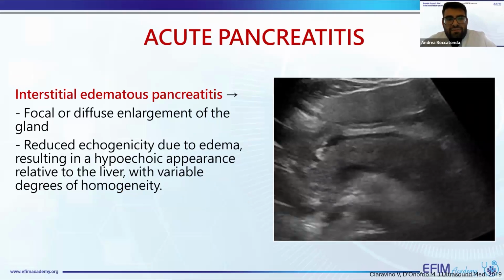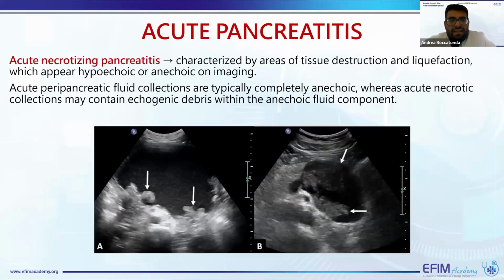And the presence of acute pancreatitis, that in its early form can present as an interstitial form with a focal or diffuse enlargement of the gland and a reduced echogenicity due to the edema. And then in the most severe forms, we can observe acute necrotizing pancreatitis, in which loss of tissue and fluid collection can be observed inside the pancreas and around the gland.